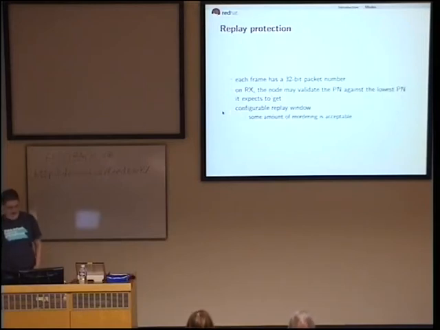So I talked a bit about replay protection. Each MACsec frame has a 32-bit packet number with it. And on receive, the node may decide to validate the packet number against its receive window. That's optional. If you don't want to enable replay protection, then you just don't configure it.